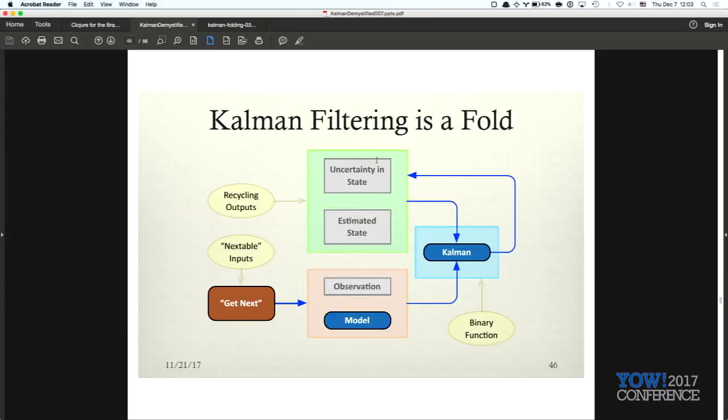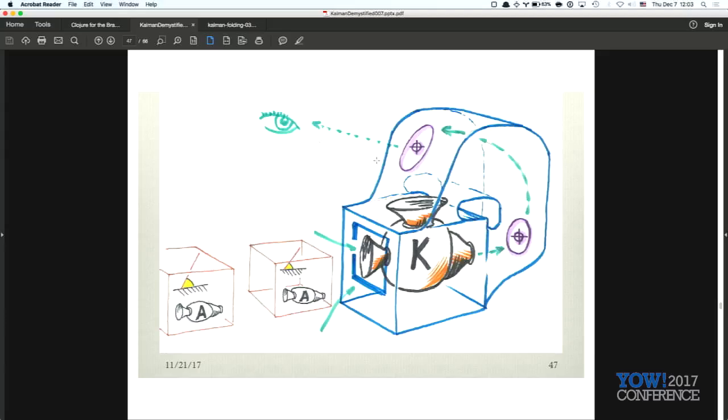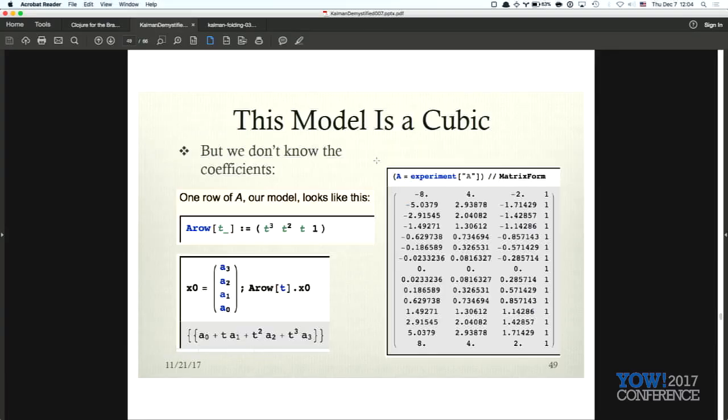So Kalman filtering is this fold, back to the meat, back to the combination of hammer and screwdriver. Kalman takes two inputs, a current observation and a model, and the current uncertainty and estimate of the state, and it spits out a new estimate and uncertainty in a state. And that cartoon is just another way of representing this cartoon. Fitting the coefficients of a polynomial.